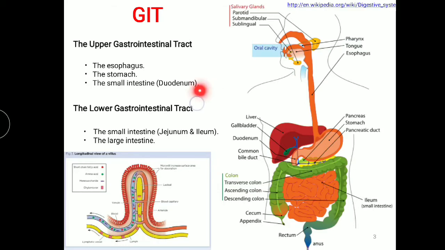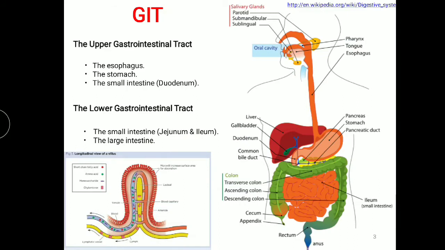So, next part is lower gastrointestinal tract. Lower gastrointestinal tract includes most of the small intestine and all of the large intestine. So, the small intestine, jejunum and ileum, are the part of lower gastrointestinal tract.